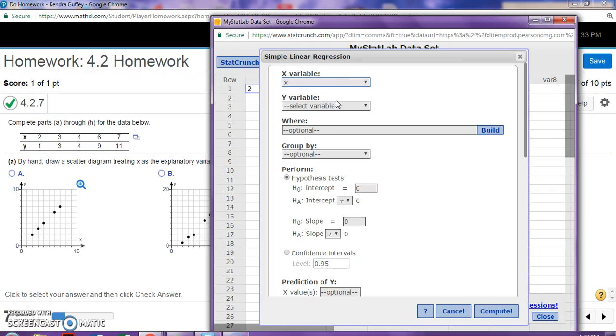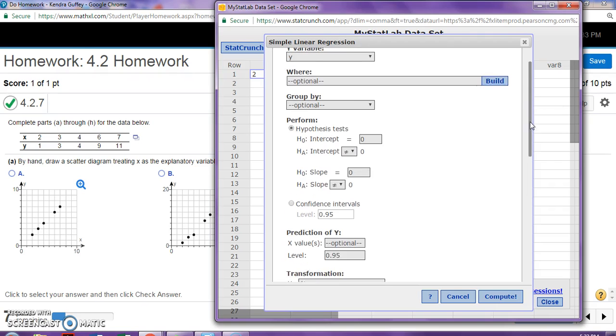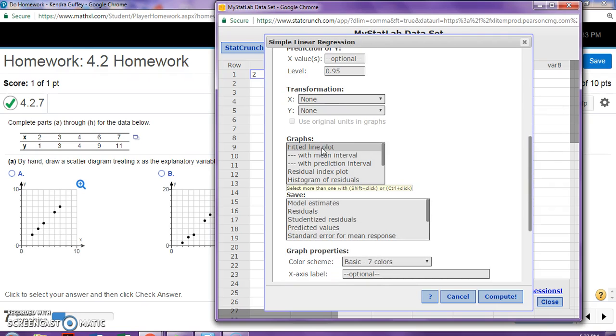And then select your X variable, which is your independent variable, which in this case is X. And then your Y variable, which is Y, which is our dependent variable, or our response variable. The X variable is our explanatory variable. Right? And then you can just ignore all of this, and this is just building a habit. Under graphs, you want to do fitted line plot, and then scroll down and hit the control button on your keyboard, and while holding that down, you want to select residuals versus X values. So if you scroll back up, you'll notice both of those are now highlighted.